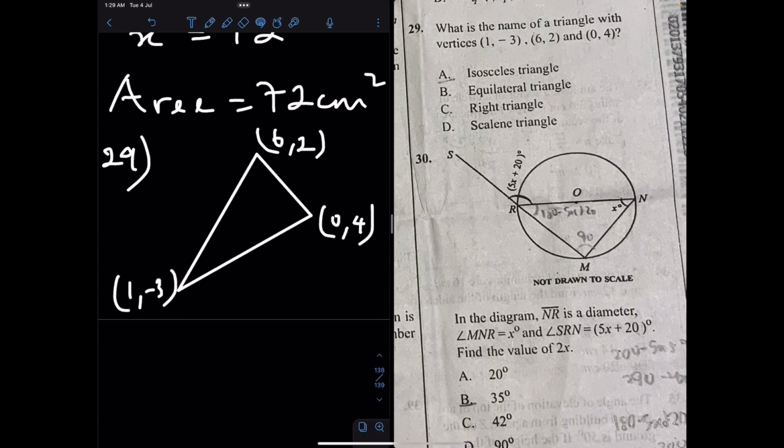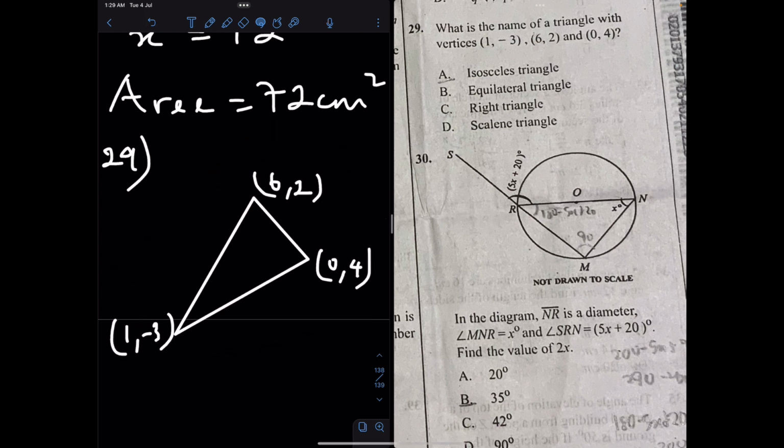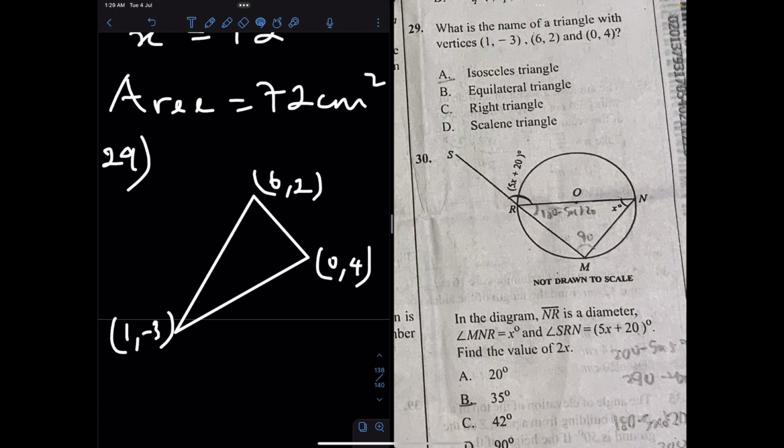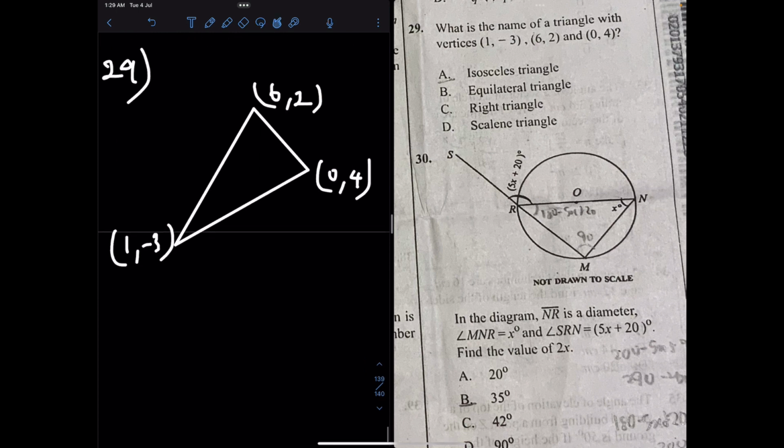How do we find the name of this triangle? We can simply find the length of some of the sides of the triangle. How do we do that? If I want to find this length, I'm going to use the formula for finding the distance between 2 points. Let me call this length x and this y, while this is z.